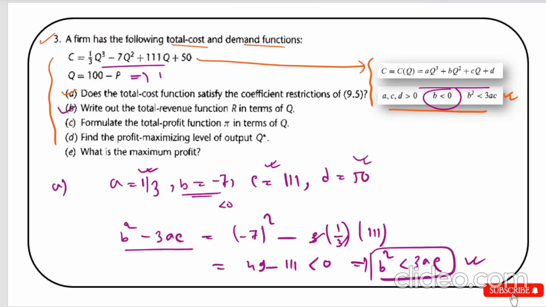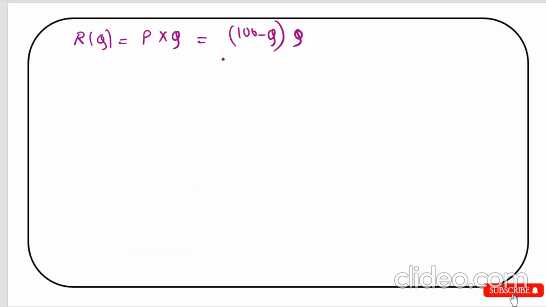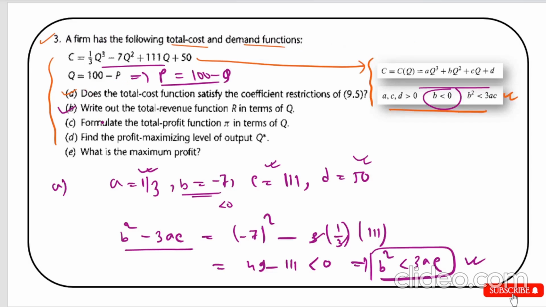So you get that now. So P is 100 minus Q from here, right? This is the total revenue into Q. So this is 100 minus Q, this you get from the inverse demand curve, into Q. So your total revenue will be this. This is question number B. Pretty simple. Now let us do the third part, formulate the total profit in terms of Q.